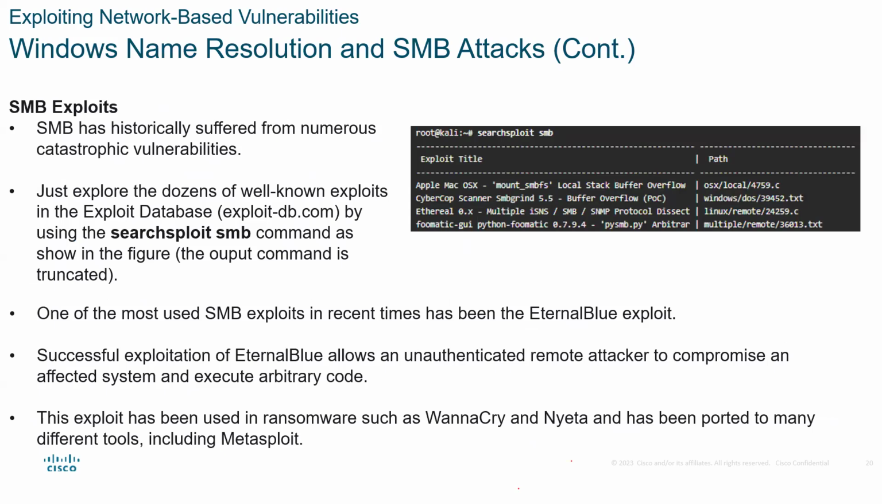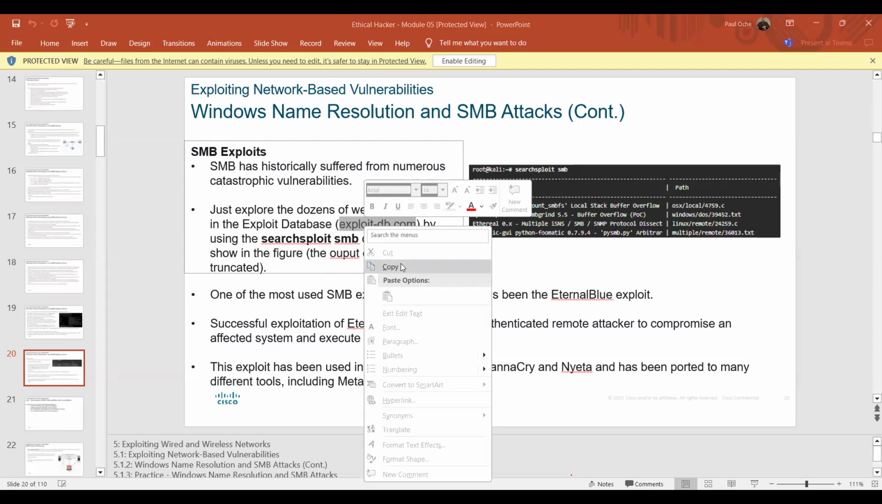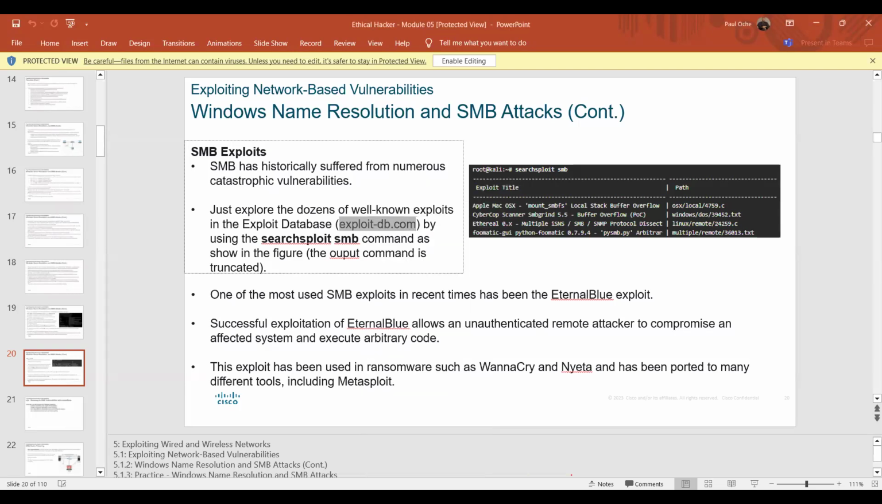So SMB has historically suffered from numerous catastrophic vulnerabilities. Just explore the dozens of well-known exploits in the exploit database, which is at exploit-db.com. Let me try to put that in the group and identify the exploits that are there. So you can search for them and look at the database of all the exploits that have actually occurred. I've just dropped that in the group.